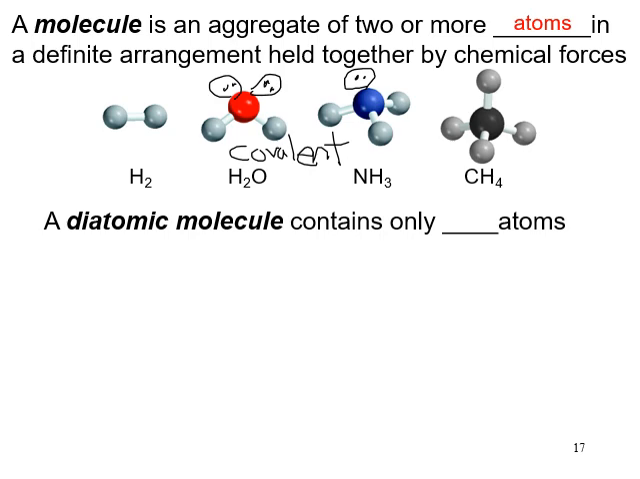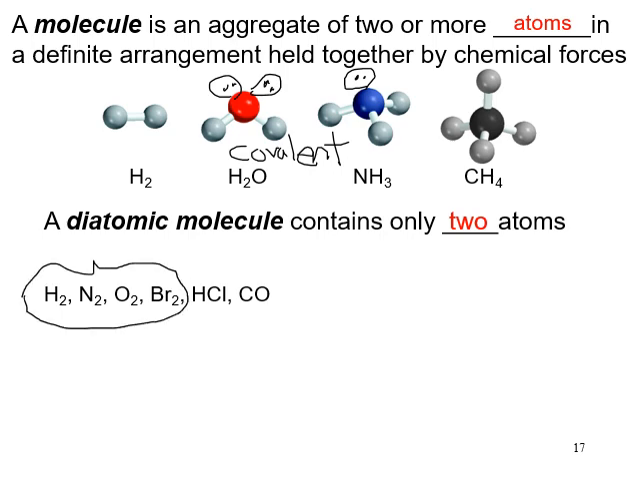So a diatomic molecule contains only 2 atoms. These are all diatomic molecules. These specifically would be diatomic elements.